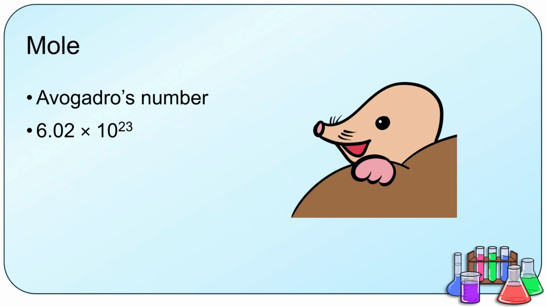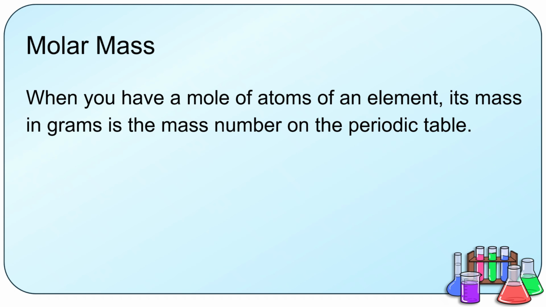Chemists use this large number to count atoms and molecules because they're super tiny. A mole is abbreviated as MOL. That's right. The only thing you take off is the E at the end. Moles are really useful because they let us get something called the molar mass.